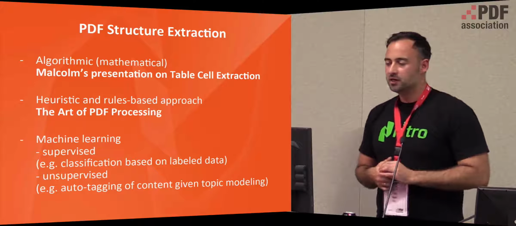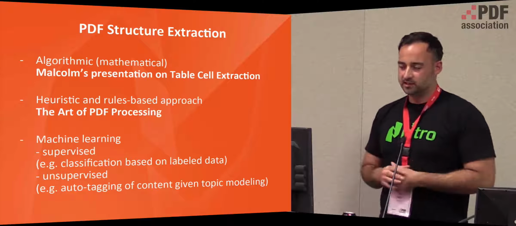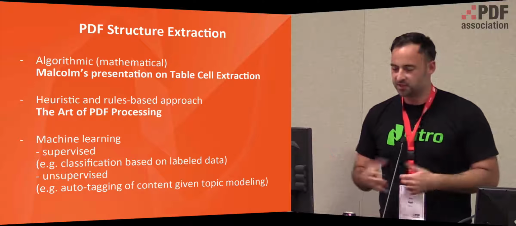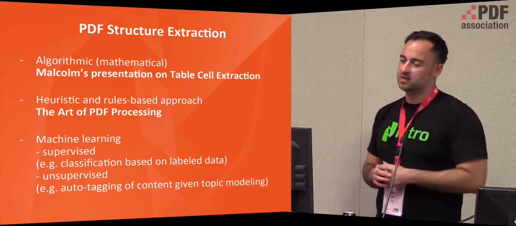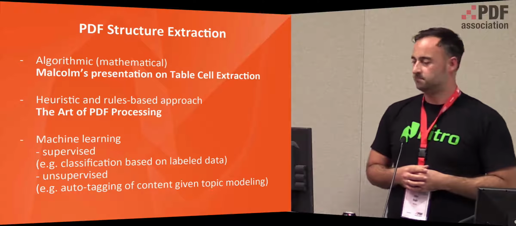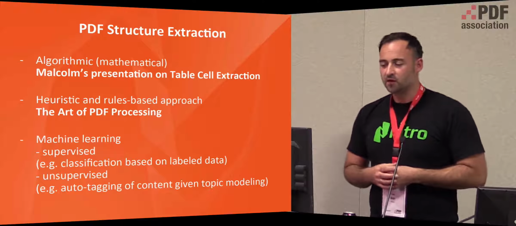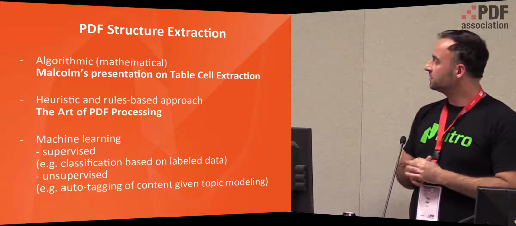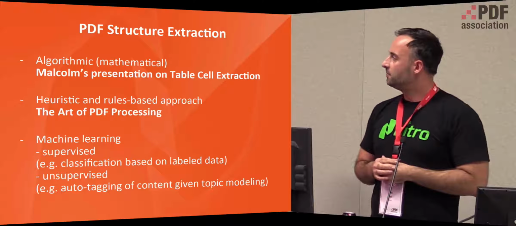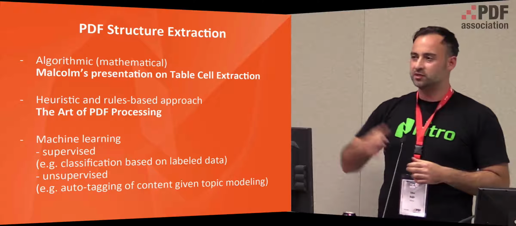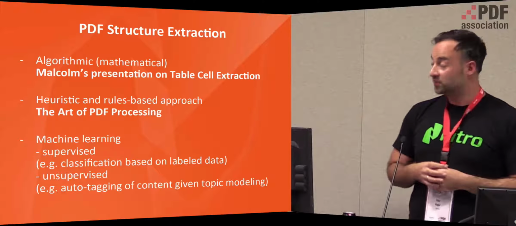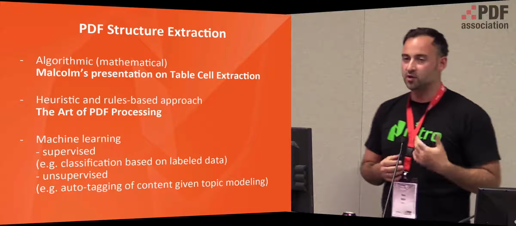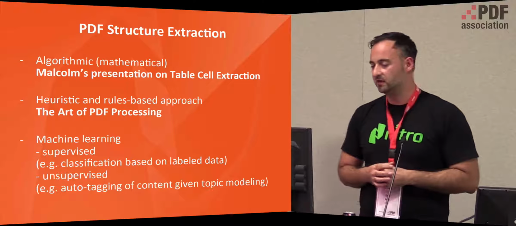So there are 3 ways that you might go about this, hypothetically, and there are potentially multiple others, but I've just broken it down into 3 high-level approaches. The first one that I'm referencing here is algorithmic or mathematical. A quick shout-out to one of our research engineers, Malcolm, who is presenting tomorrow on how you might go about table cell extraction from a PDF document.